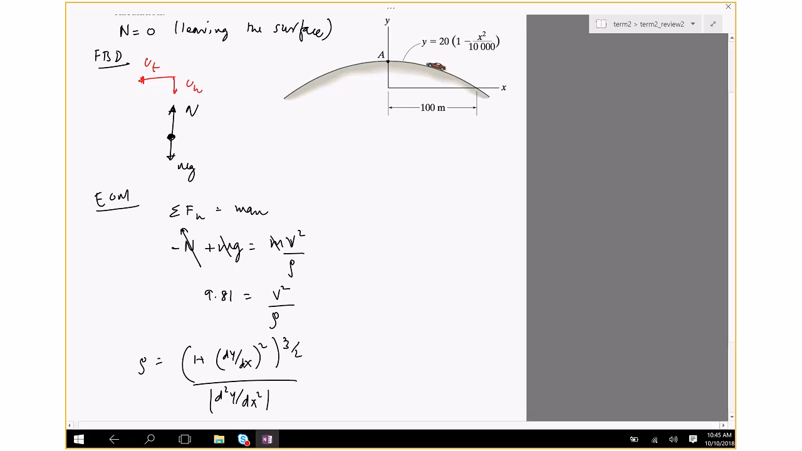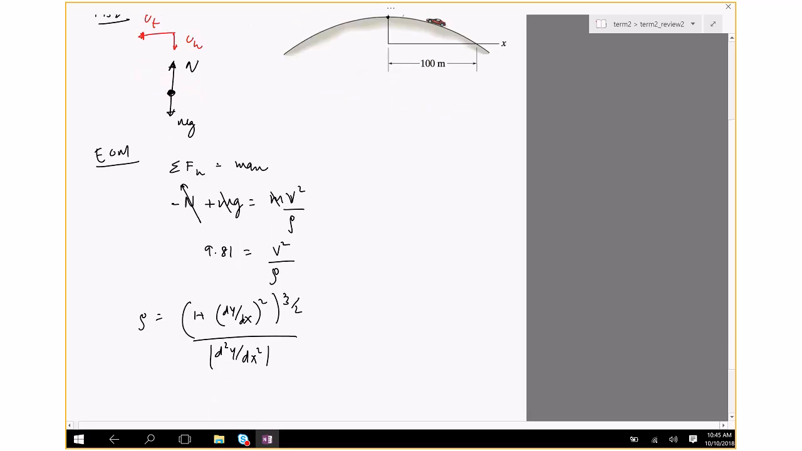So rho can be found because you know the equation of the curve. Since I want to solve another problem, let me post the solution in the book to give you the final answer. You should solve for v and then check your answers. The book gets v equals 49.5 meters per second.